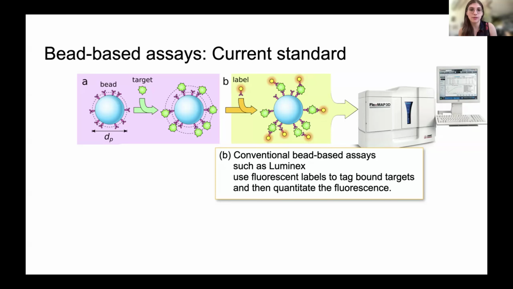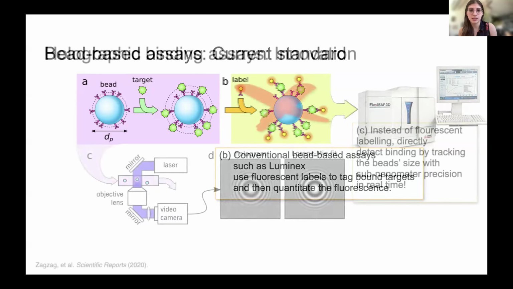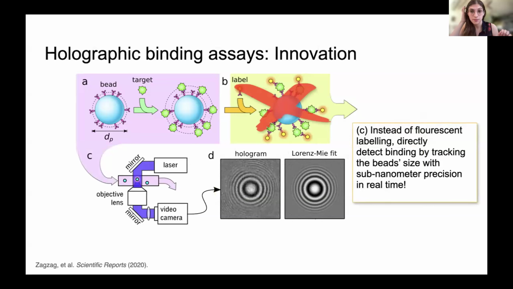However, we can actually circumvent this fluorescent labeling step by using holographic microscopy here. So instead of measuring the fluorescence to detect if the target molecules are present, we can just measure how the probe bead size changes over time. And this is a really phenomenal measurement because the size of the target molecule is really only a few nanometers compared with the probe bead, which is about a micron in size. So this is a very, very small change relative to the nominal size of the bead. But because holography is such a precise technique, we can actually perform this measurement.